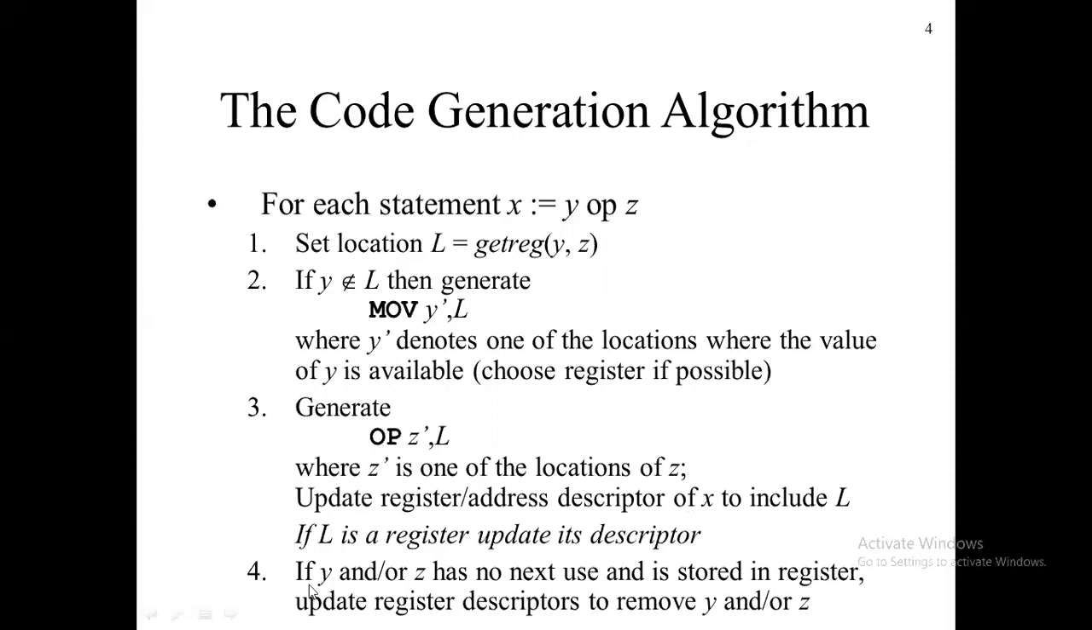Lastly, if Y and/or Z have no next use and are stored in a register, update the register descriptor to remove Y and Z. That is, these two variables are dead variables, meaning they will not be used in further computation. So you have to update the descriptors, and the values of Y and Z will no longer be used.